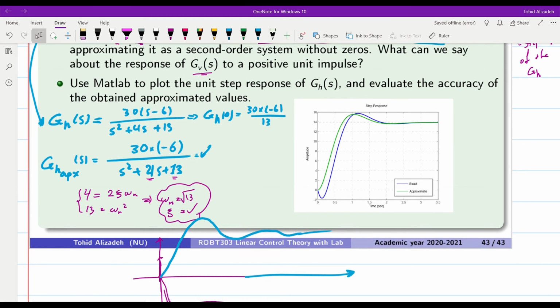Alright, now we will use Matlab in order to plot the unit step response of the GH, and then we will evaluate the accuracy of the obtained approximated value. I will also provide you the exact values for TR, TS, and MP over there, because I will just plug the values that we get over here for omega n and zeta.